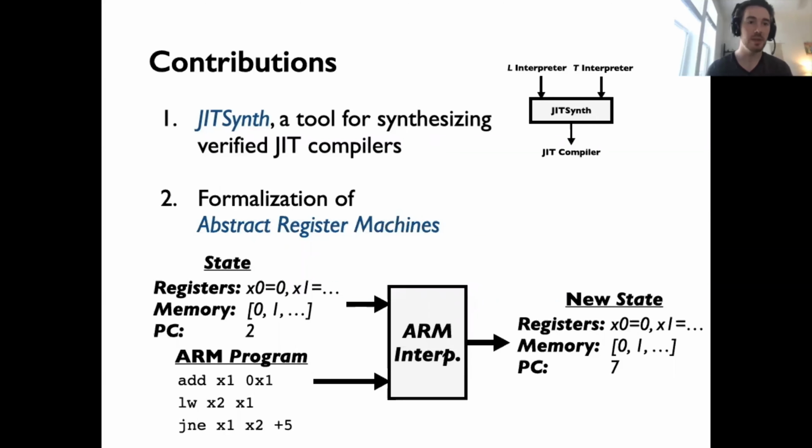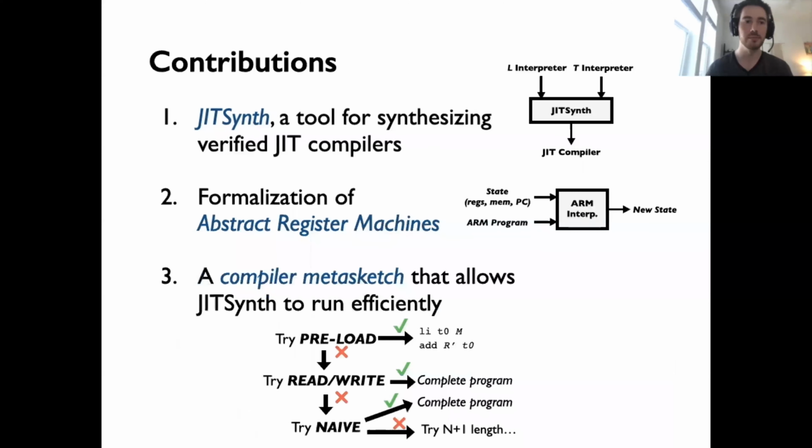Briefly, an abstract register machine is a language which operates over a state consisting of 3 parts: registers, memory, and a program counter. Further details on abstract register machines can be found in our paper. Third, we define a novel compiler metasketch, which takes advantage of domain knowledge to guide the synthesis search. In the next section, we'll take a look at our metasketch for JITsynth in detail.